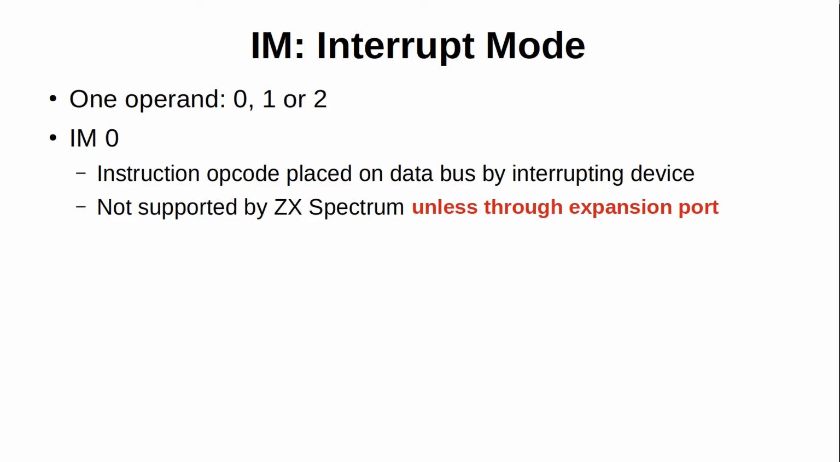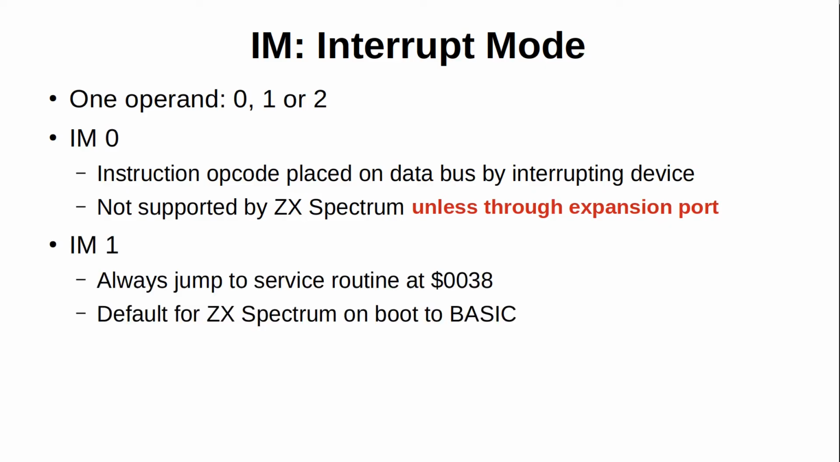Mode 0 mainly exists for backward compatibility with the Intel 8080, and is really only good for triggering restart instructions, so we're going to ignore that as well. At startup, the Sinclair BASIC ROM puts the Z80 in interrupt mode 1, which means that every blanking cycle will start with a call to the maskable interrupt routine in ROM at hex address 38.